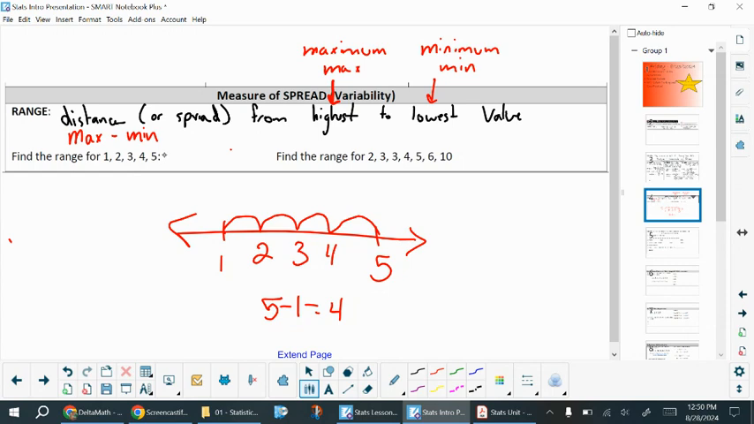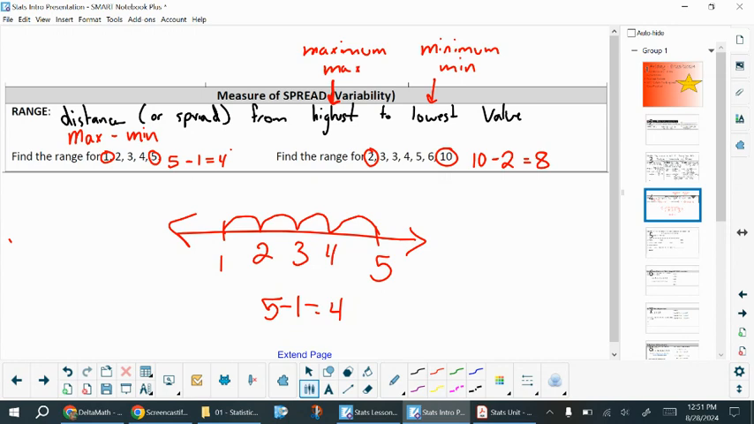And so that's the first one here. My highest value is 5. My lowest value is 1. So I'm doing 5 minus 1, and my range is 4. On this side, my highest value is 10. My lowest value is 2. So 10 minus 2 tells me my range is 8.